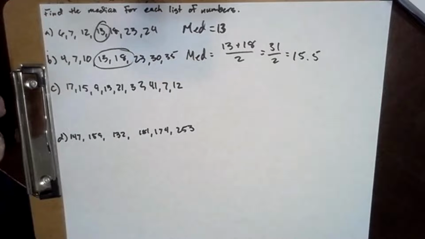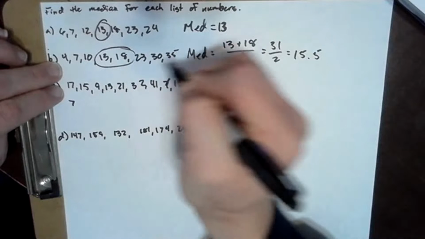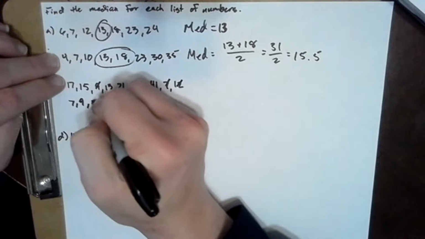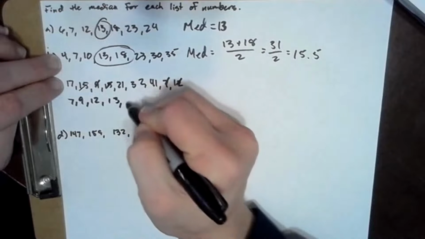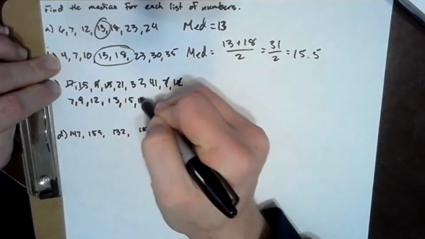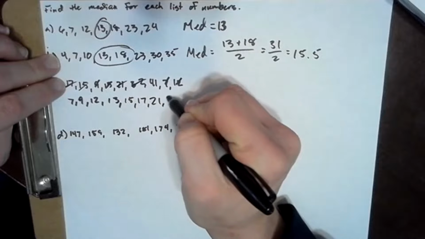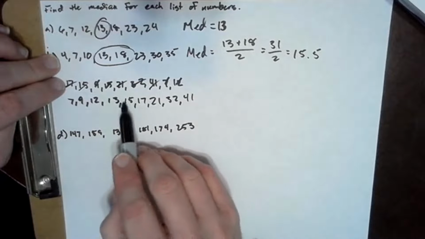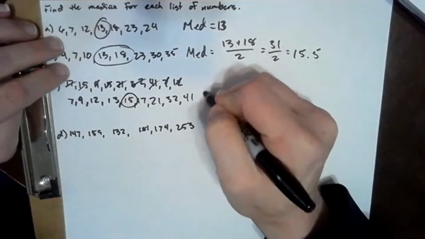This third one is a little more complicated because before we can do this, we have to put the numbers in numeric order. So we'll start with the 7. That seems to be the smallest. And then the 9. After that, we've got a 12, 13, 15, 17, 21, 32, and 41. Okay, and we've got a total of 1, 2, 3, 4, 5, 6, 7, 8, 9 numbers. The middle one is 15.